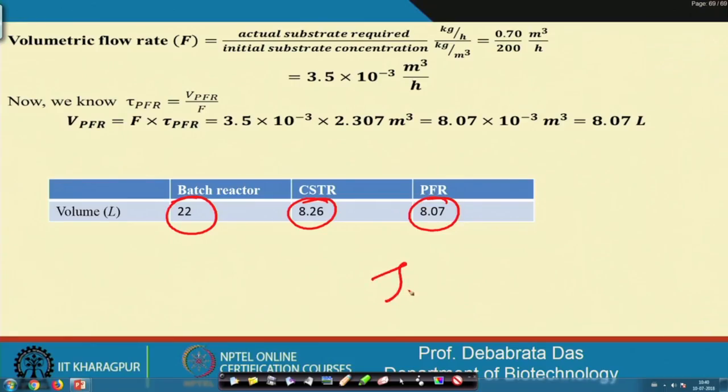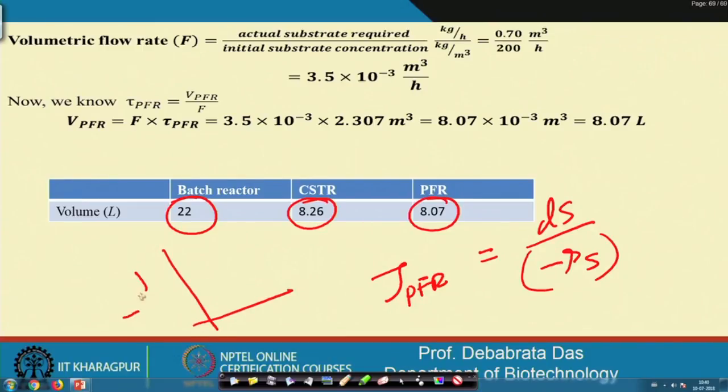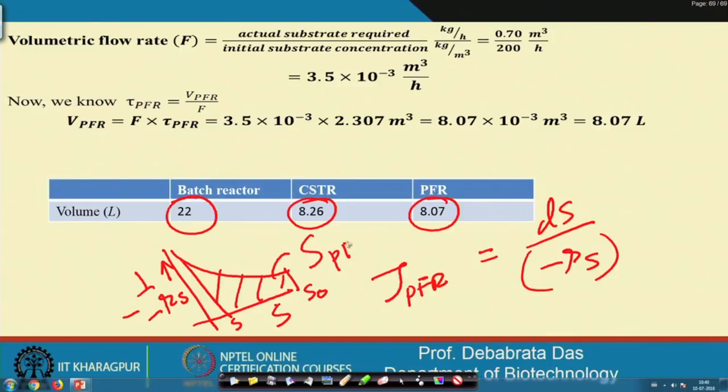So, if you look at what we have done, this is the plug flow reactor, so tau is equal to the integral of dS by minus RS, am I right? Now if you plot minus 1 by RS versus S, like this, then from S0 to S, the area under this curve is what we consider tau plug flow reactor.